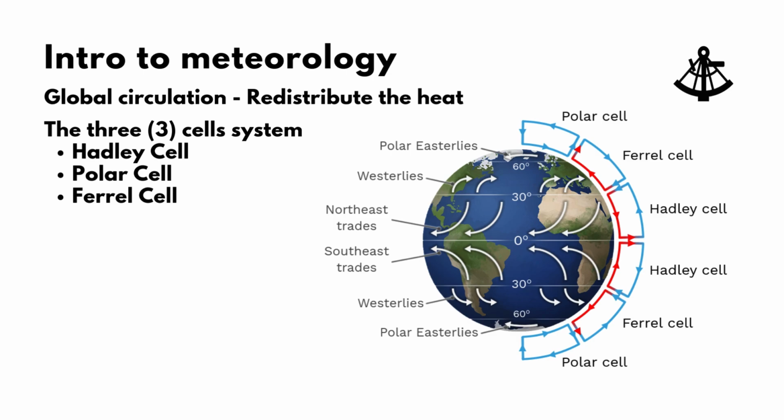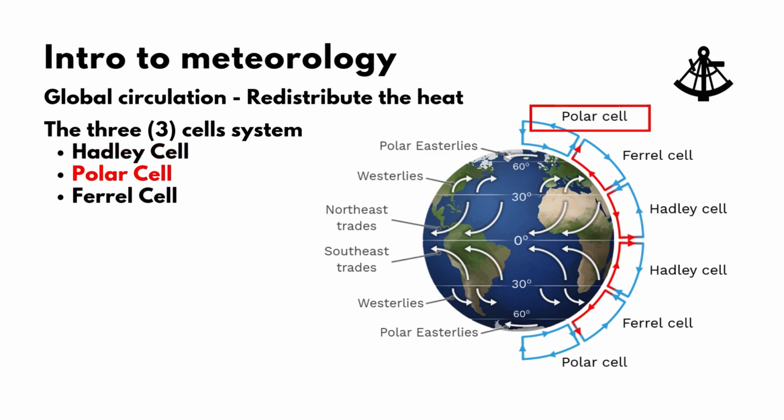We have a three-cell circulation system that exists in both the northern and southern hemisphere. The largest cells are the Hadley cells. At the equator, the warmer, less dense air rises. Then the warm air spreads towards the poles, gradually cooling and sinking as it moves, flowing back to the equator.